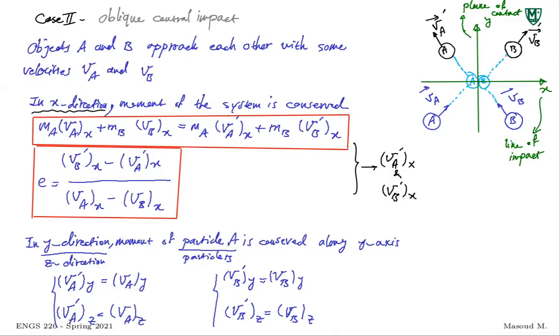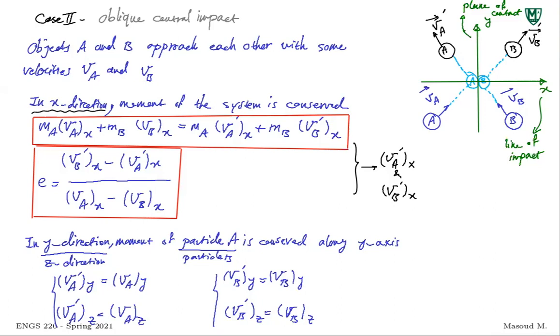So now you can calculate the velocities after the impact. Right? When this oblique central impact happens, if you know the velocities before the impact, well, obviously you need to know the components of velocity before the impact along x and y. Right? Then you can find the components of velocities along each axis after the impact.